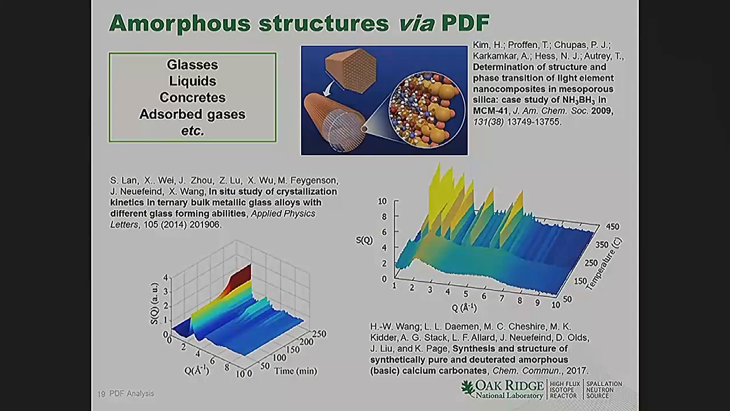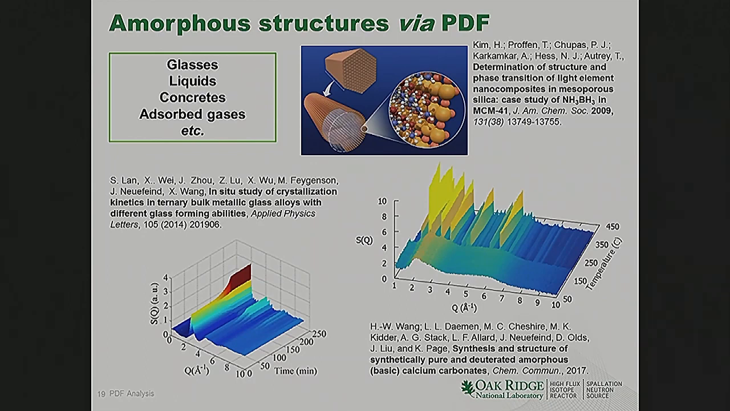And then the fourth area is amorphous structures via PDF. So this could be a gas or a liquid inside a framework structure. It could be a bulk metallic glass forming. This is a time-dependent crystallization of bulk metallic glass, or an amorphous to crystalline transition in amorphous calcium carbonate.